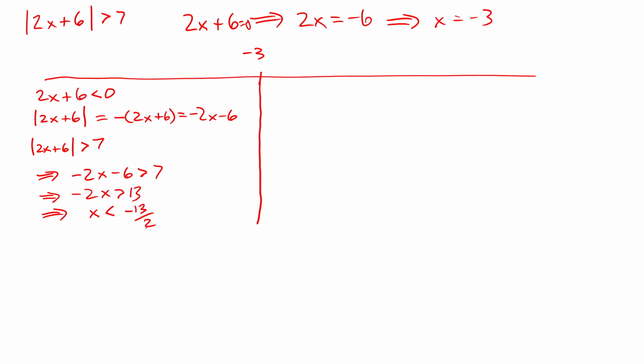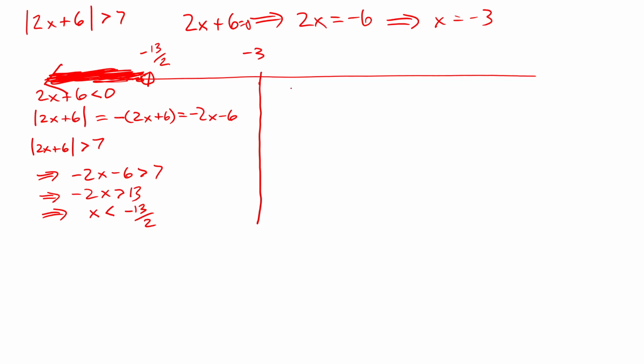Now I ask myself, is -13 halves a number in this interval? And the answer is yes. -13 halves might be right about here on a number line. So what I want to do is shade in all values of x that are less than -13 halves that also meet the restriction of x having to be less than -3. Another more colloquial way of saying that would be shade in everything in this interval to the left of -13 over 2. In other words, I'm going to shade in x less than -13 over 2, because all values of x less than -13 over 2 are in this interval.